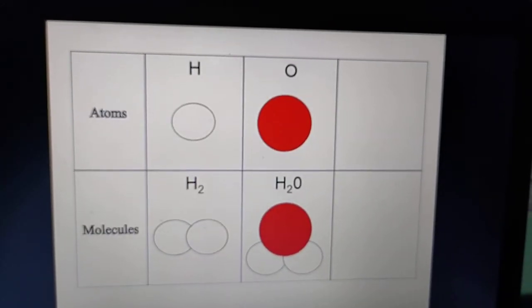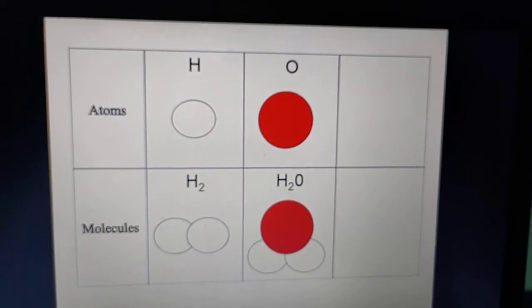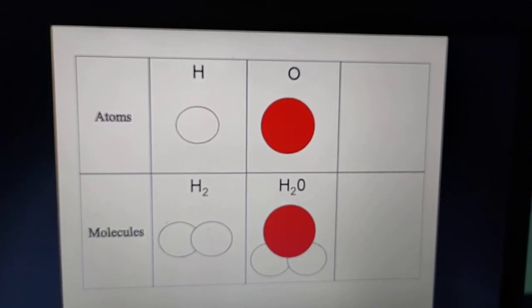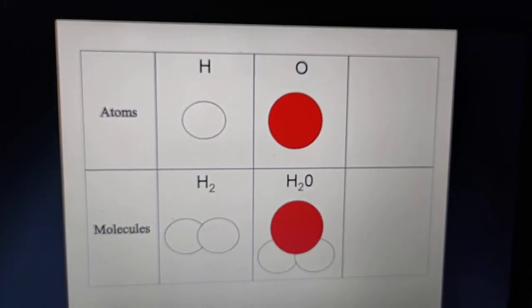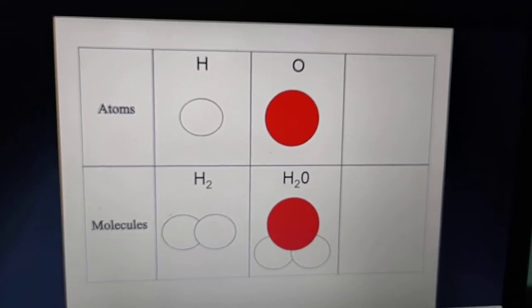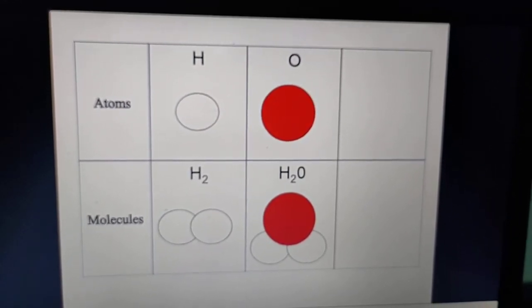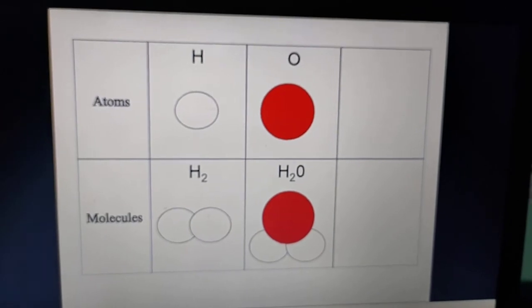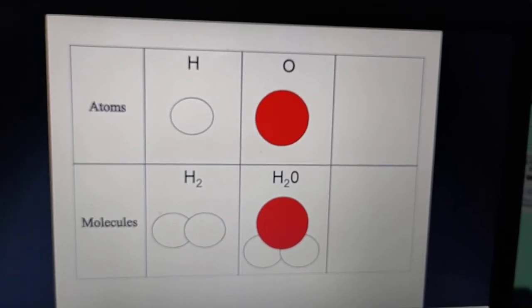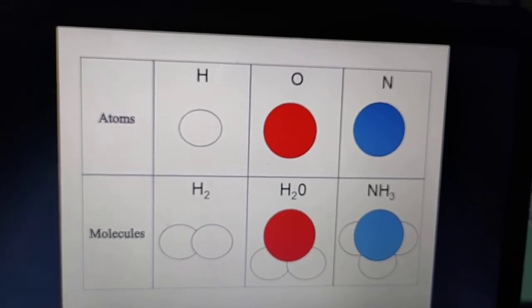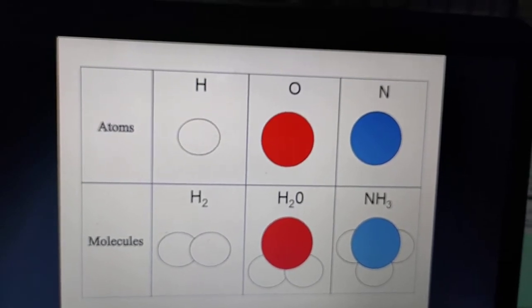Now oxygen, you see, O is an atom. H2O: it is a collection of hydrogen and oxygen atoms. 2 atoms of hydrogen and 1 atom of oxygen are there. So it is a molecule. Now you see this third one. Nitrogen. N is a single atom.